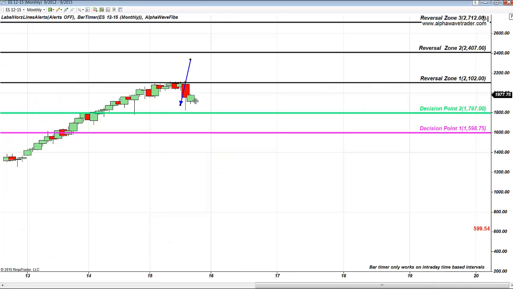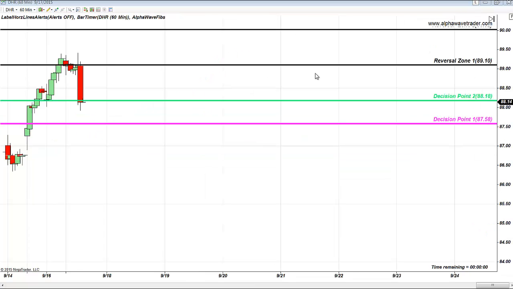S&P monthly, decision point 2, bounce. Correct? DHR, decision point 2. You are sitting at a very powerful support. Bias is firmly bearish right now, but we are expecting bullish pullbacks. Absolutely expecting bullish pullbacks, just like played out on S&P monthly. This is very powerful support.